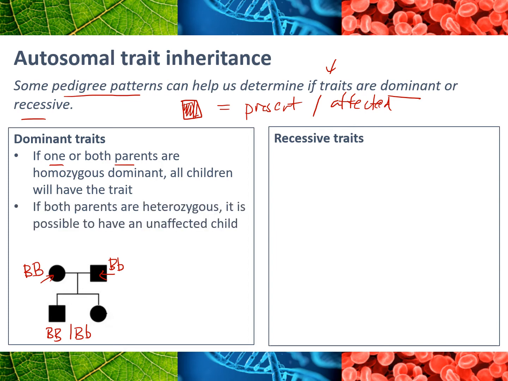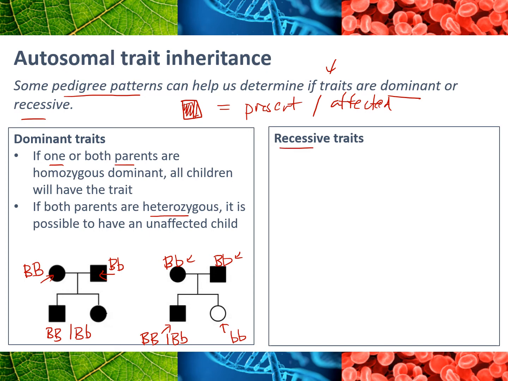If, for a dominant trait, both of the parents are heterozygous, they're both shaded in because they both have the trait. This child has the trait, so they could be homozygous dominant or they could be heterozygous. But it is possible to have an unaffected child, because they could both pass on that recessive allele, and you could end up with an unaffected offspring of parents that have the trait or the condition.